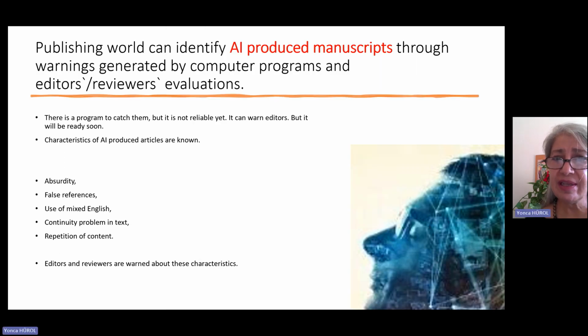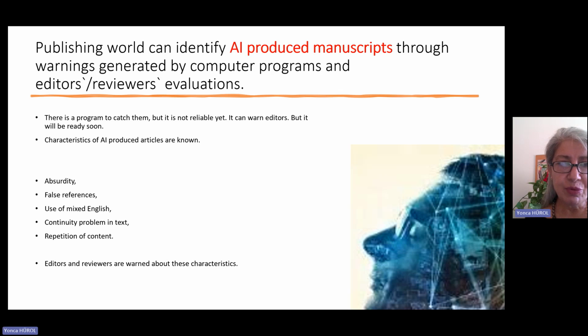Now, publishing world can identify AI-produced manuscripts through warnings generated by computer programs and editors and reviewers' evaluations. There is a program prepared for this purpose. It's not fully reliable at the moment, but the publishers say that it will be reliable very soon. But with the help of editors and reviewers, and with the warnings of these programs, which are running together in collaboration with AI and Turnitin-like programs, it can be caught at the moment as well.